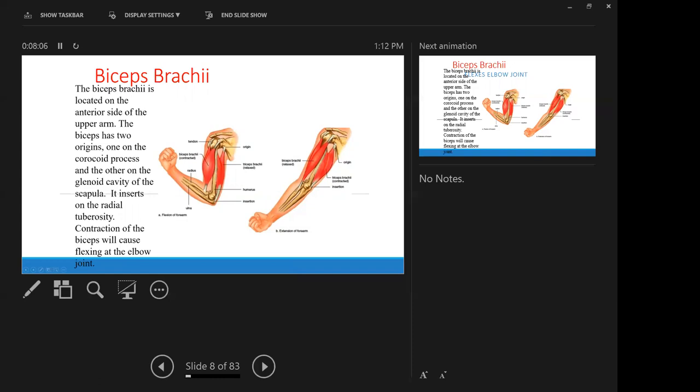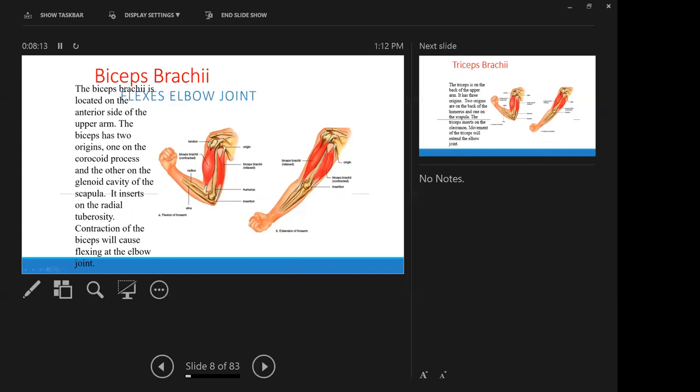When that contracts, when it pulls on the radial tuberosity, we flex our arm. Meaning we flex at the elbow. If our arm is straight out with our hand flat, and we bring it back and touch our shoulder with our fingertips, that is flexing the arm. That's caused by the biceps brachii pulling on the radial tuberosity and allowing you to flex your arm at the elbow joint so that you can touch your shoulder with your fingertips.